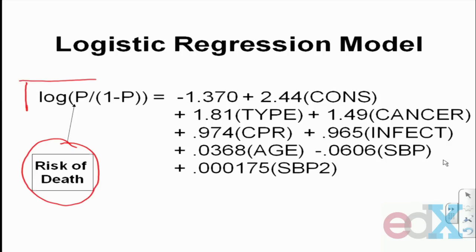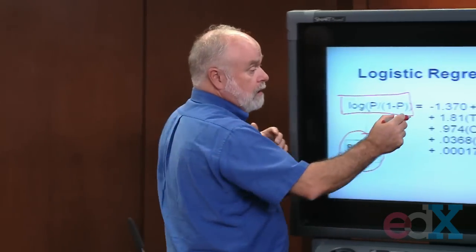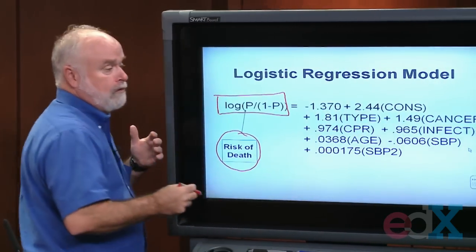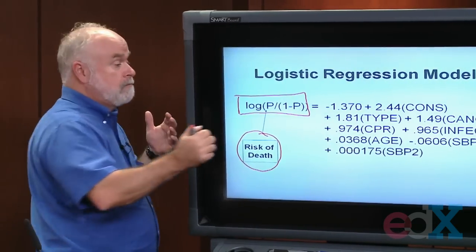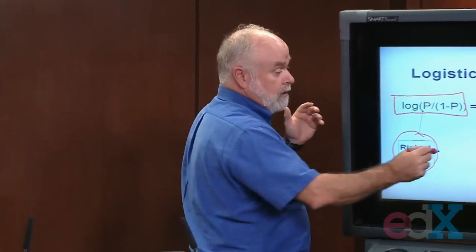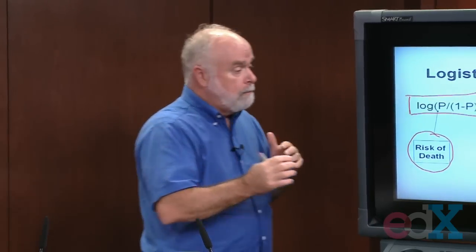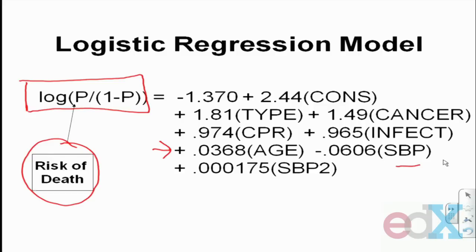They used a logistic regression model, like we talked about last week. Log odds of dying in the hospital is equal to the following formula. It's equal to minus 1.37 plus 2.44 times whether you're comatose or not, plus 1.88 times whether you have an emergent or elective admission or not, plus going down the line 0.0368 times your age, assuming a linear relationship between age and your log odds of dying, minus 0.0606 times your blood pressure, and then a plus 0.0017 times the square of your blood pressure, assuming a quadratic relationship.